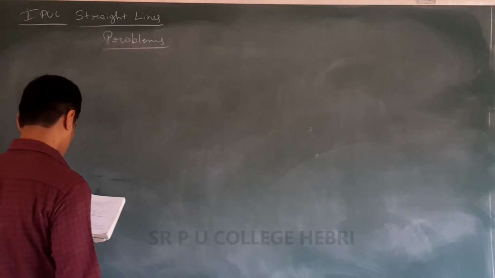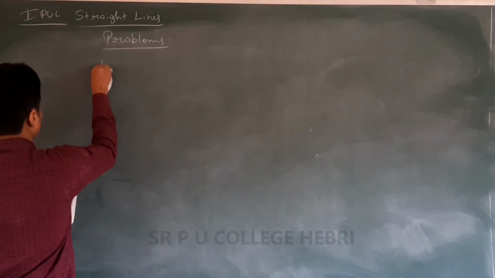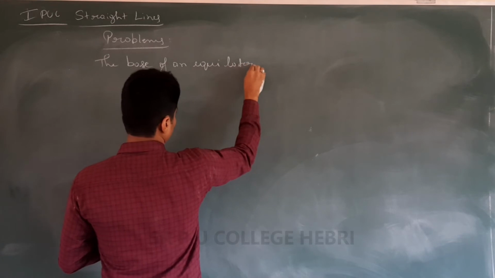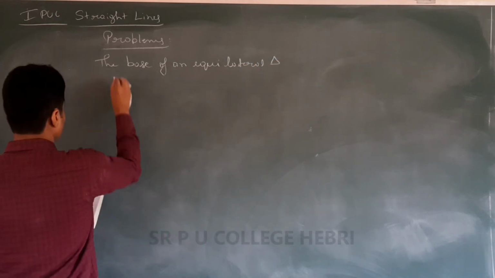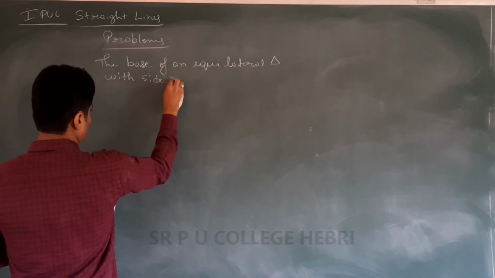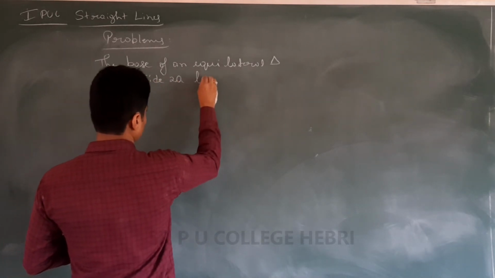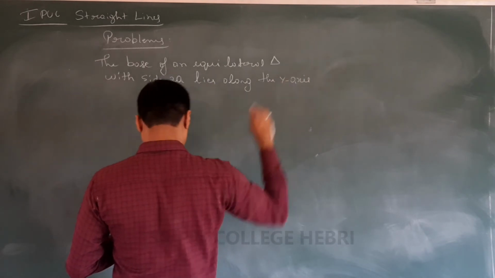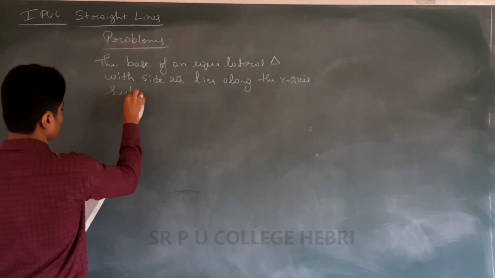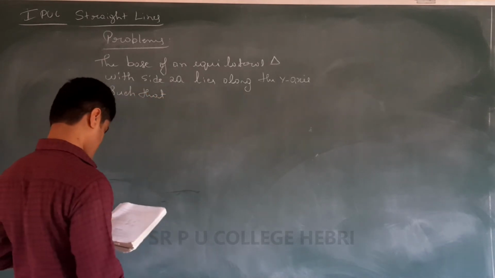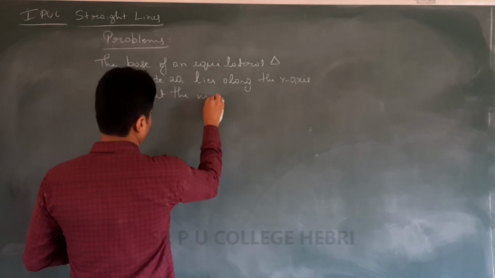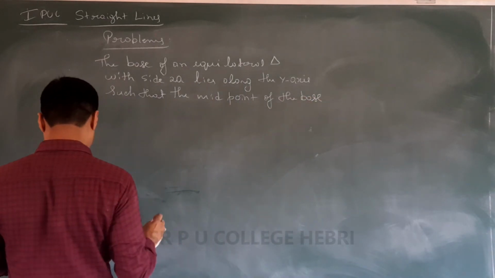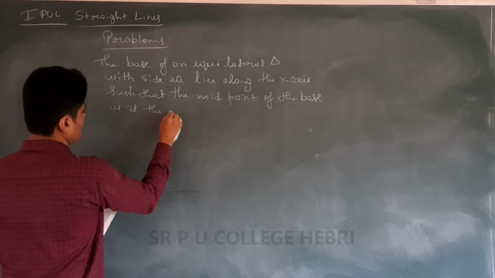So the first question is as follows: the base of an equilateral triangle with side 2a lies along the y-axis, such that the midpoint of the base is at the origin.